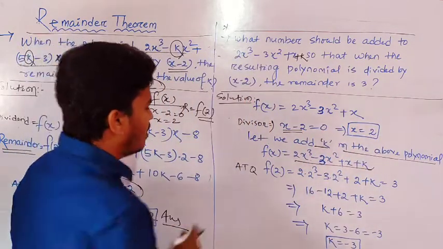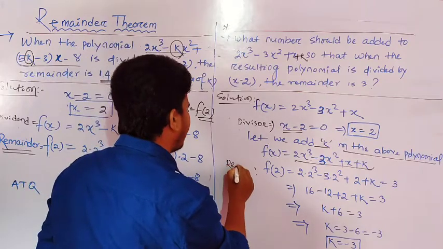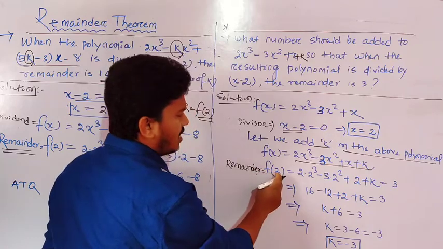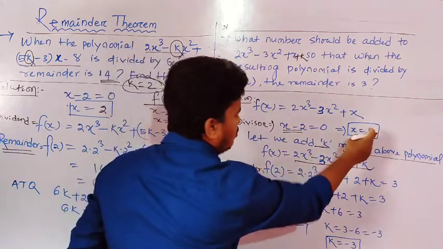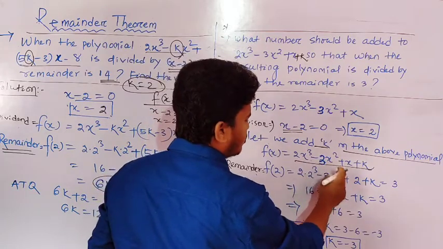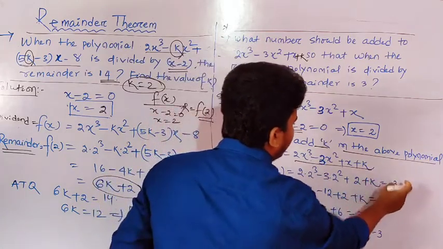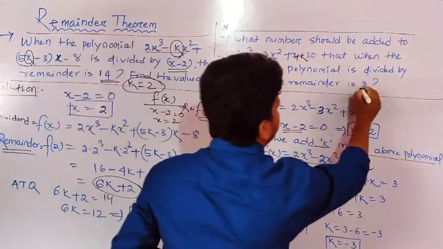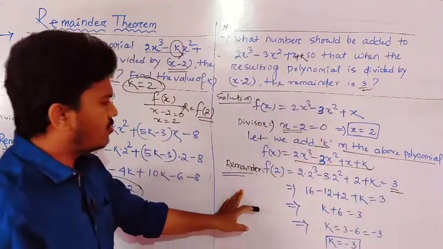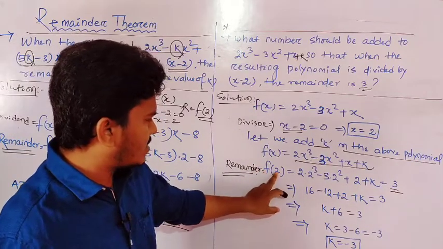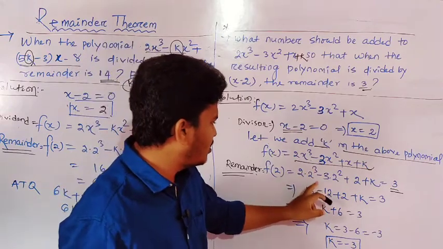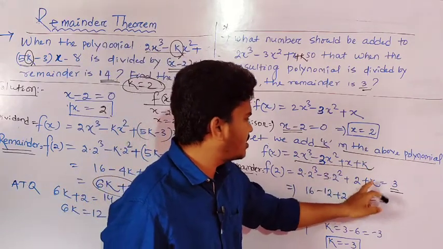Now the remainder equals what? The remainder is nothing but f(x), so the remainder equals f(2). What is the value of x here? 2. So now we put 2: 2 into 2 cube minus 3 into 2 square plus 2 plus k equals 3, because the remainder is 3.